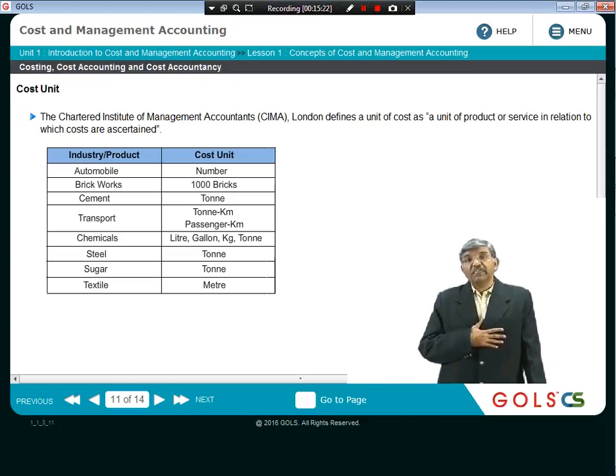For example, in the case of the automobile industry, car manufacturing, you will have to find out one car value, that is a per number value. Weight: in a steel manufacturing industry, you have to find out a per ton steel cost. Area: in the case of the construction industry, you have to find out the area wise cost, a per square meter or per square feet cost.